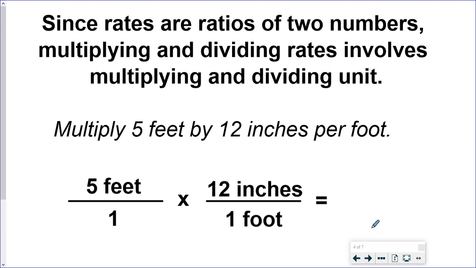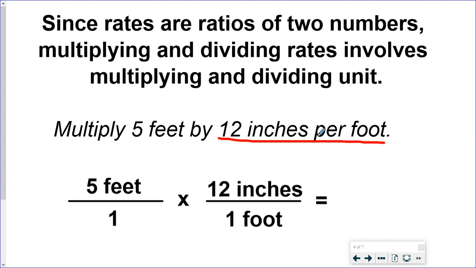Here is another example, except what I like about this example is it put the rate on the back side of the problem and they have the other one on the front side. So they kind of switched them around. So what they're asking you to do is multiply 5 feet by 12 inches per foot. Okay, so here's my 5 feet, and I wrote 5 feet and I put that over 1 because that's all by itself. This right here is my rate, 12 inches per foot.